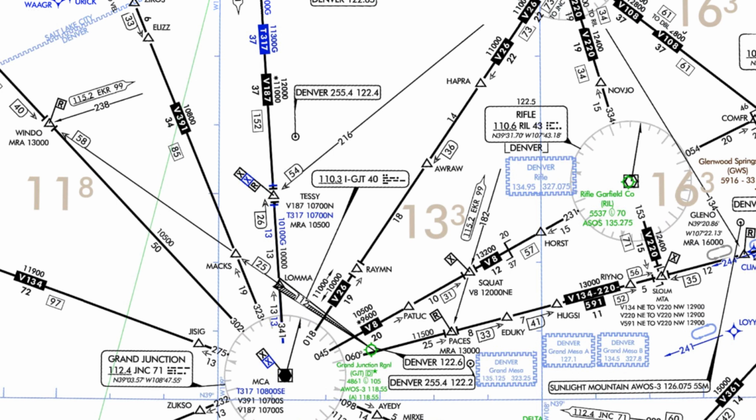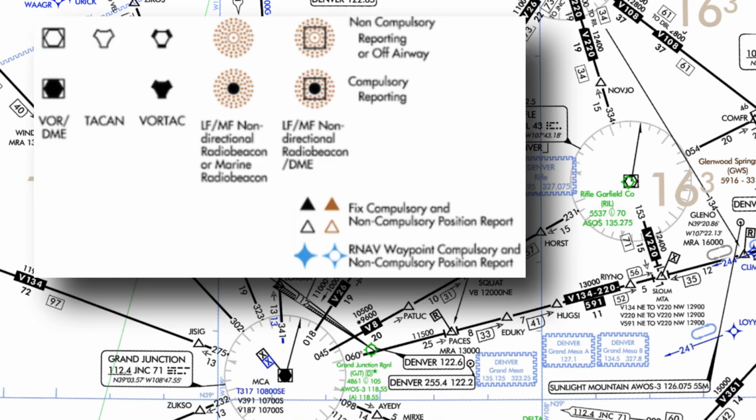Some of these nav aids and waypoints are shaded in, while most are not. Shaded nav aids and waypoints are called compulsory reporting points, and unfilled points are non-compulsory reporting points. Federal regulations require pilots to maintain a listening watch on the appropriate frequency and furnish position reports passing certain reporting points. The designated compulsory reporting point symbol is a solid triangle, and the on-request reporting point symbol is the open triangle.